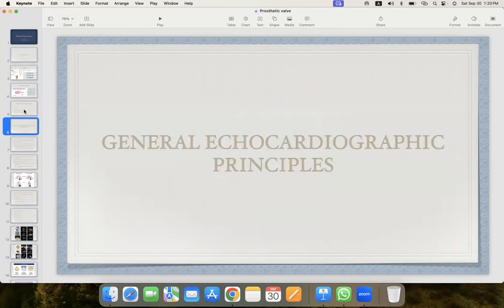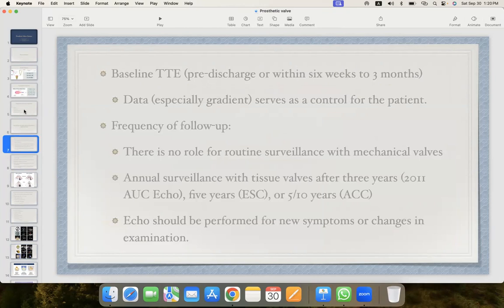So we're going to go now through some basic principles about the prosthetic valve, and this is important even for your board exam. Remember that we usually recommend a baseline transthoracic echo between 6 and 12 weeks post-surgery. The reason we prefer to do this after 6 weeks is that those patients usually have anemia and are in a hyperdynamic state, so the gradient will be higher. So it's better to wait at least 6 weeks and then do the echo. You then have a baseline echo for the patient in terms of gradient and velocity, which will be very helpful in the future. When your patients develop any symptoms and you repeat the echo, you can compare the gradient and see if there is any change in the gradient or velocity. We do this with all patients, regardless of bioprosthetic or mechanical valve.